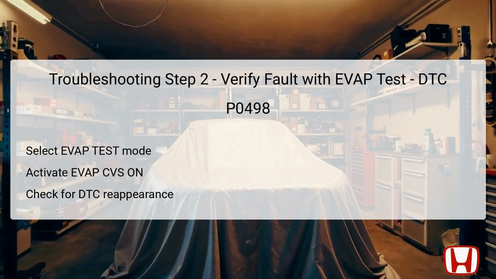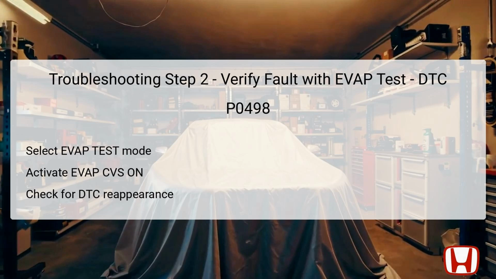This step involves initiating the EVAP system diagnosis via the HDS by selecting the specific EVAP test mode. The technician then commands the system to turn the EVAP canister vent shut valve on or open, allowing monitoring of its response. This test verifies if the valve and circuit respond correctly under controlled conditions.